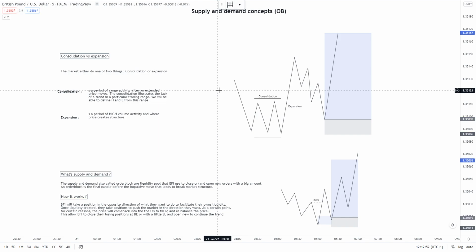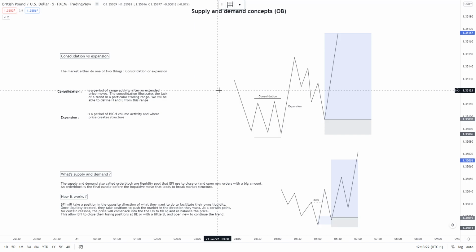The supply and demand, also called order block, are liquidity pools that banks and financial institutions use to close and open new orders with a big amount. An order block is the final candle before the impulsive move that leads to break of market structure. And how it works is that the banks will take a position in the opposite direction of what they want to do to facilitate their own liquidity. It's very important to note this. And once the liquidity is created, they take position to push the market in the direction they want.